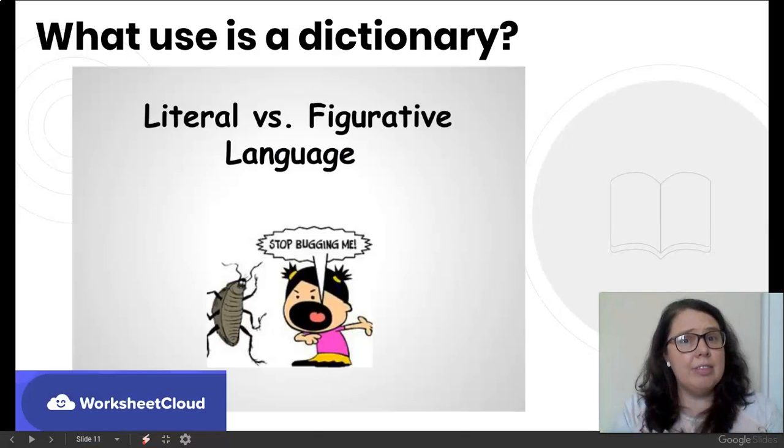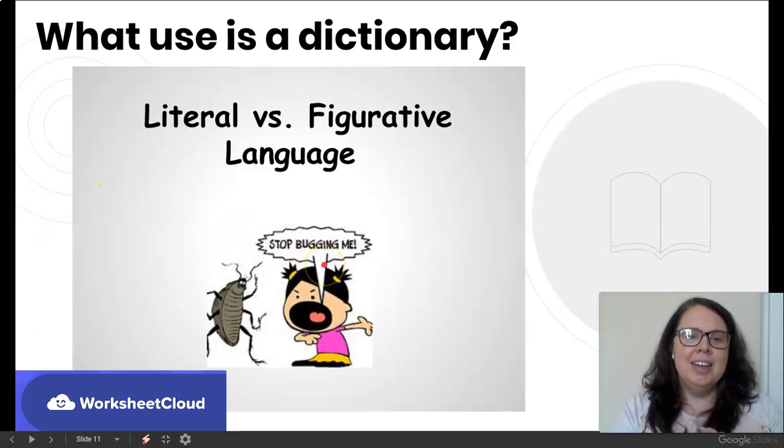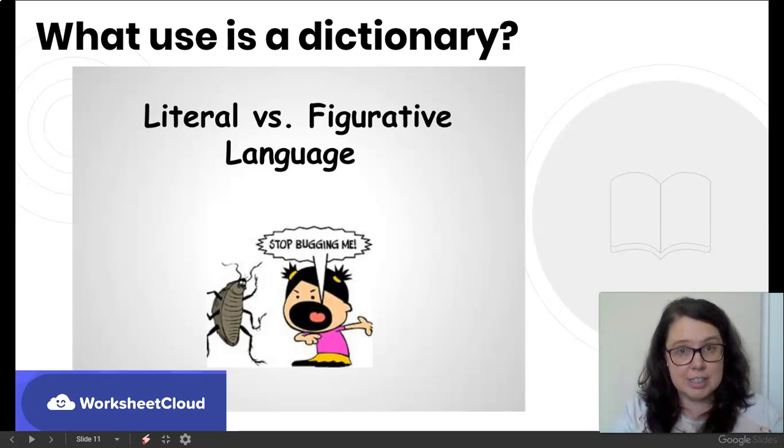Lastly, there are other functions. These are just the ones I'm naming. It also highlights for you literal and figurative language. Have a look at this little example here. The girl's talking to a cockroach and she says, "Stop bugging me." So there she's using "bug." She's talking to a bug. Obviously very funny. And a dictionary will highlight for you if a word is literal or if it can also be used in a figurative sense. And figurative language always enhances writing.